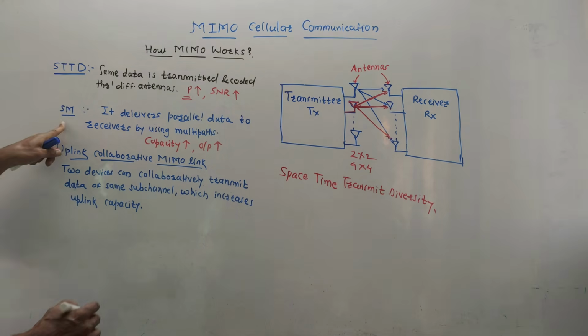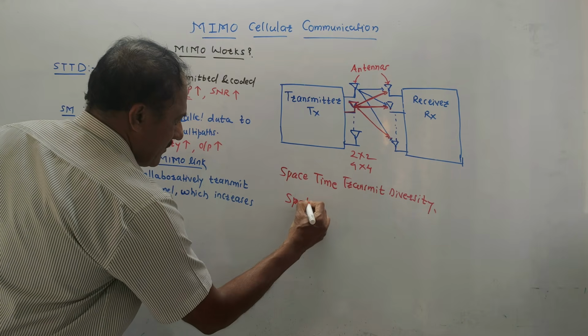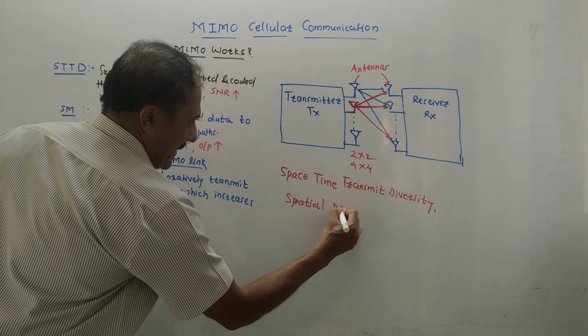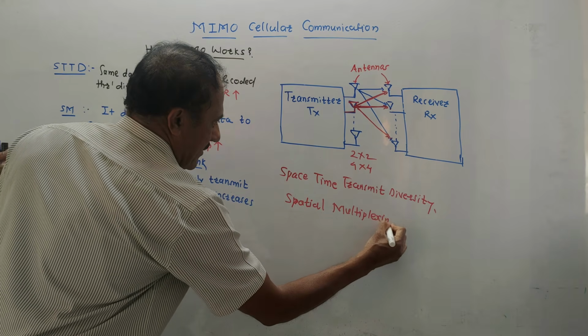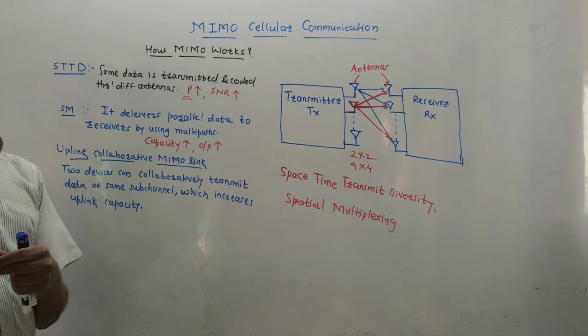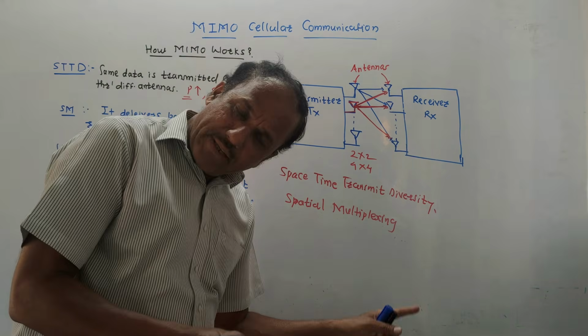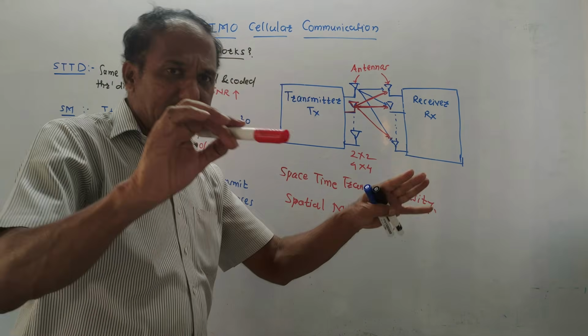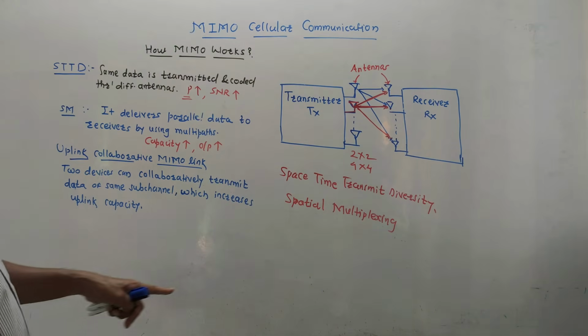The second point which I have written is spatial multiplexing. We know that multiplexing means many signals can transmit at a time. So it is spatial multiplexing, that means many signals are transmitted parallelly through the free space. So it is spatial multiplexing.